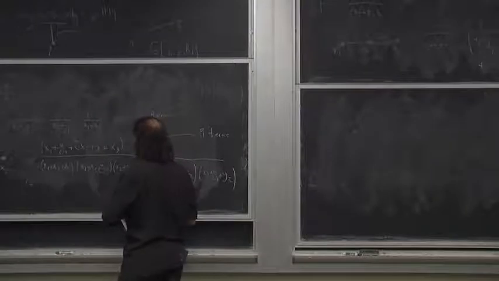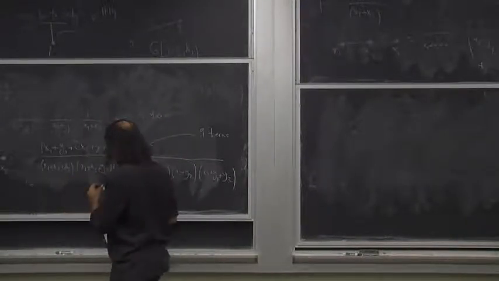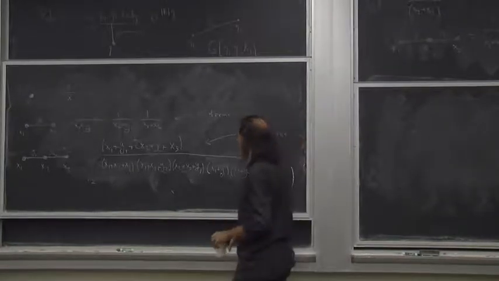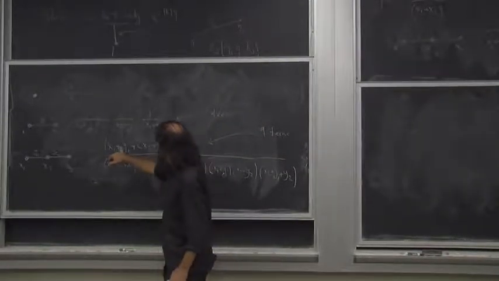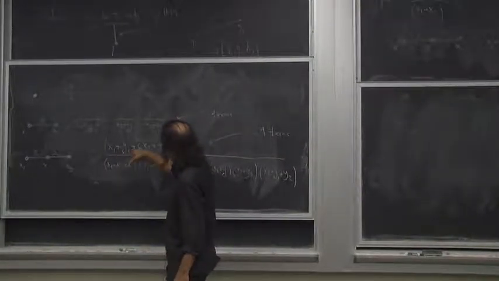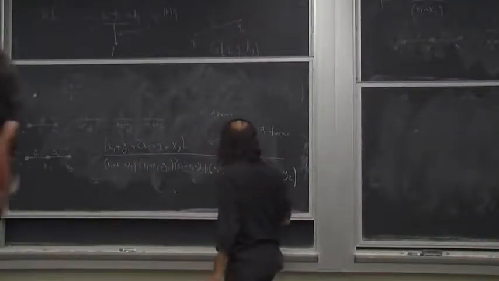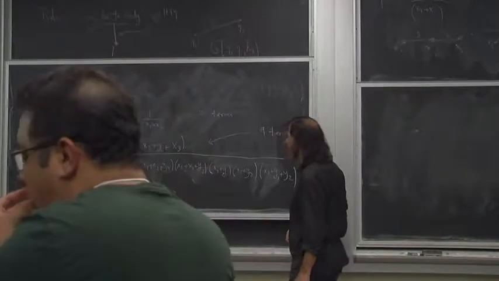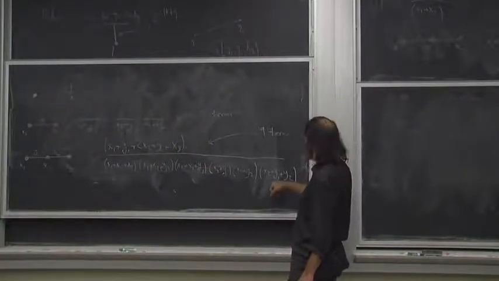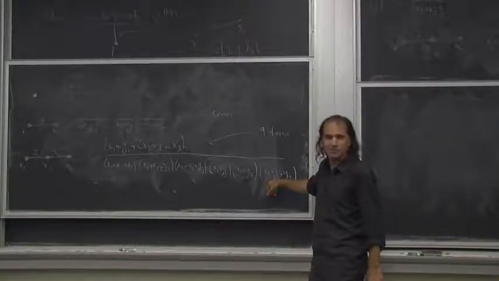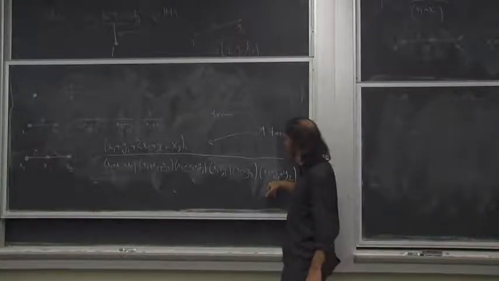So let's see what happens on the pole where x1 plus x2 plus x3 is 0. When x1 plus x2 plus x3 is 0, what I'm left with upstairs is y1 plus x2 plus y2. That cancels that.